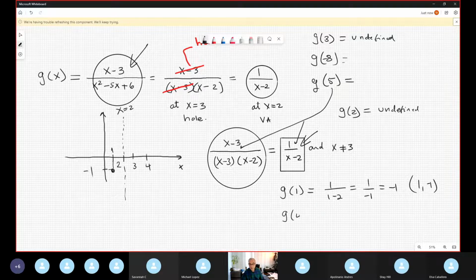g at 4, using one more time the easy one, in my opinion: 1 over 4 minus 2. 4 minus 2 is 2, so it's 1/2. And the famous point is 4 comma 1/2. In the y value, 1/2 is the middle. Okay, and this is the second point. And also, I know the behavior is something like that. Look.